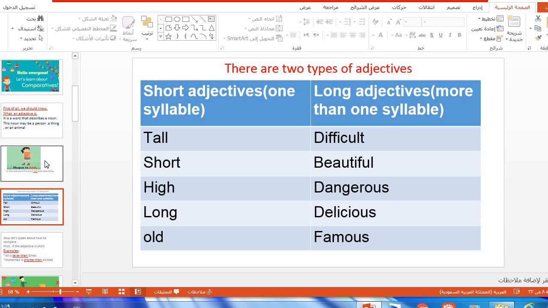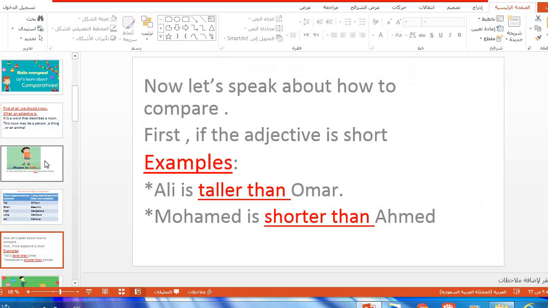But we should know that there are two types of adjectives. The first one, short adjective, which consists of one syllable. For example, tall, short, high, long, old. And the other type is long adjective, which consists of more than one syllable, like difficult, beautiful, dangerous, delicious, famous.